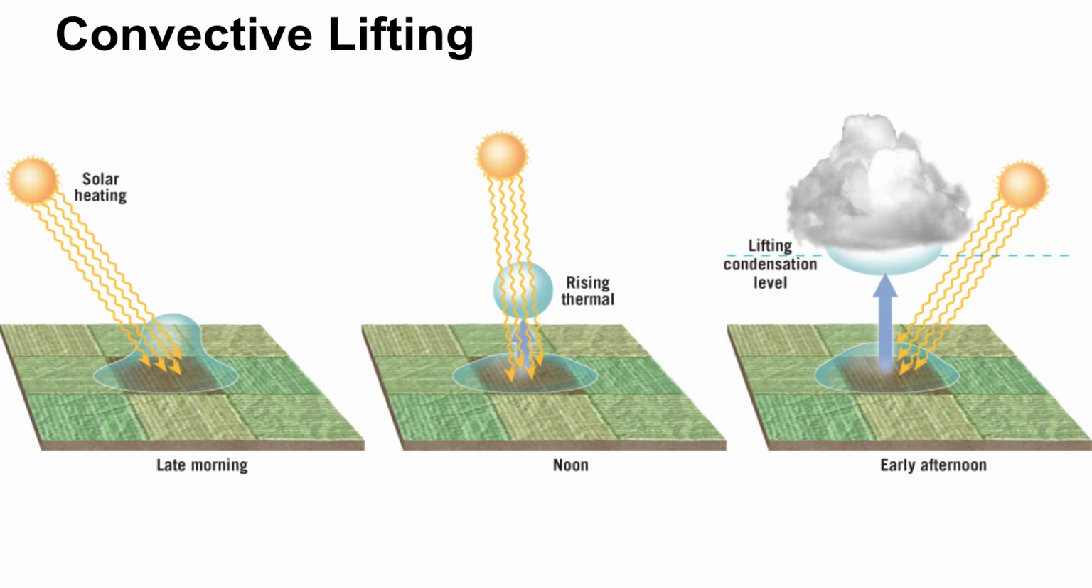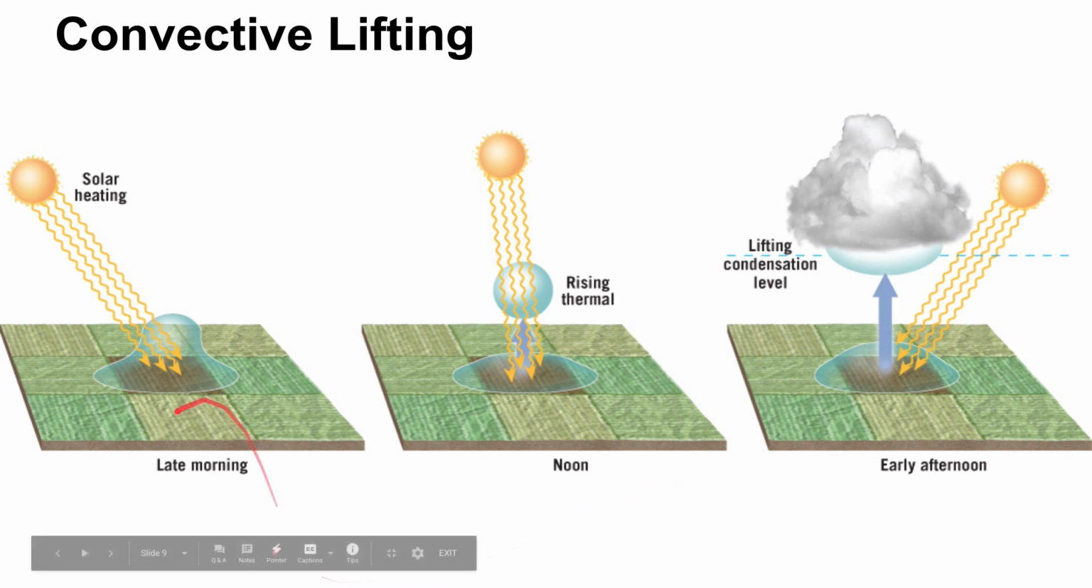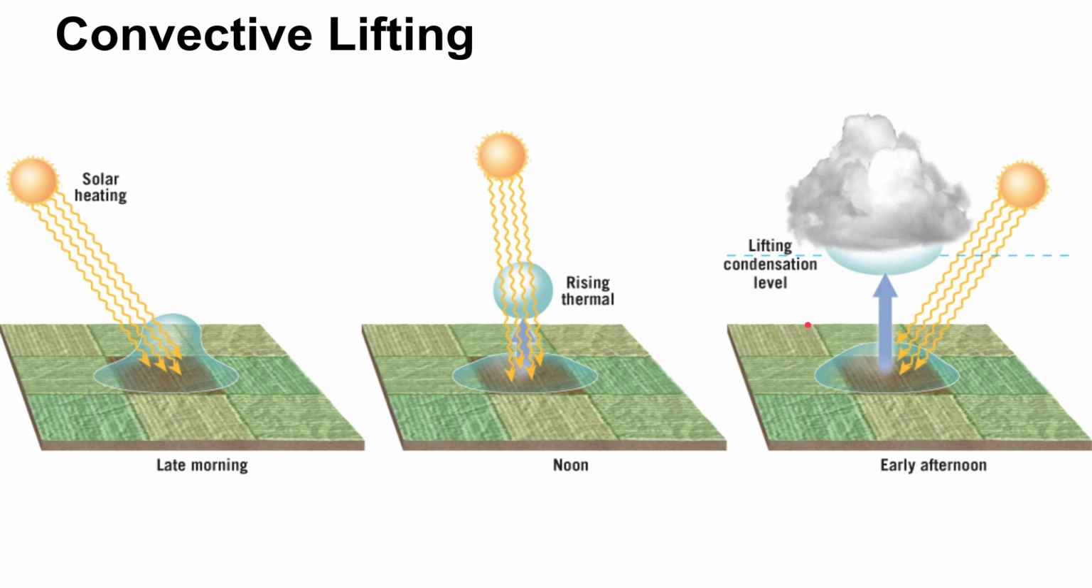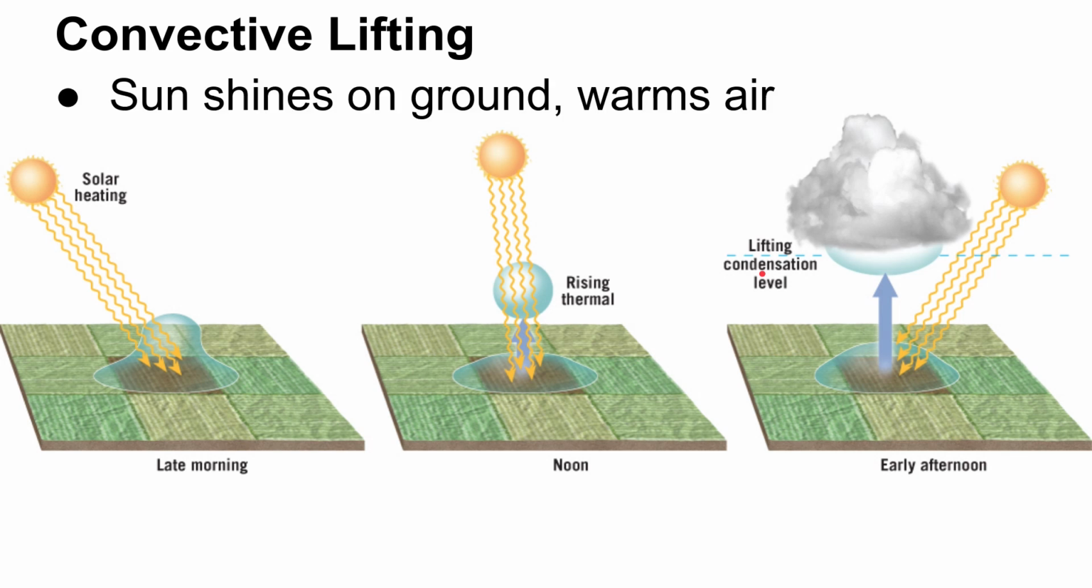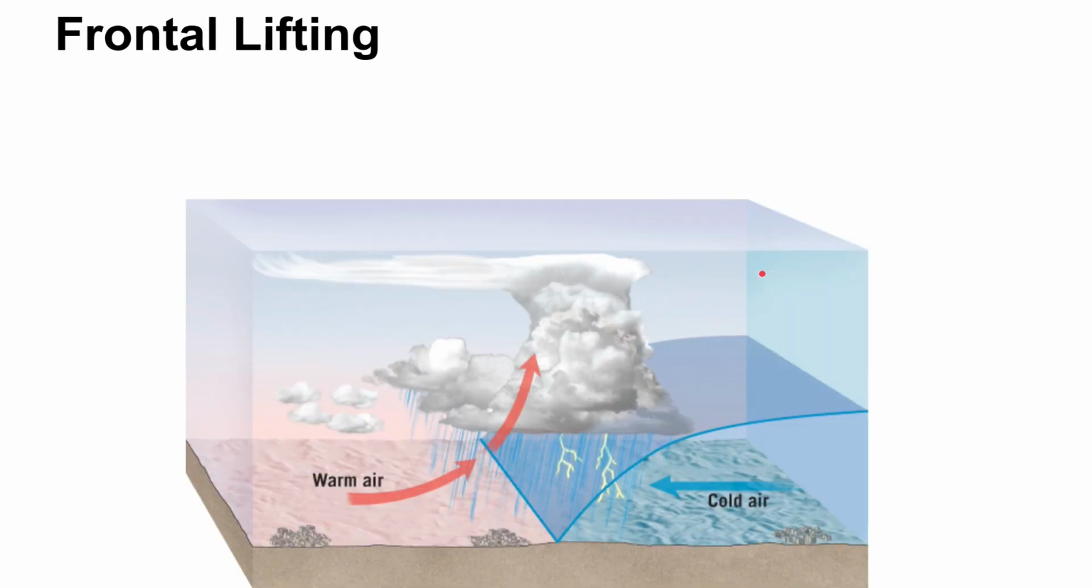The sun shines on the ground, the ground gets warm, and the air next to the ground gets warm. If the air next to the ground is slightly warmer than the air around it, it'll start to rise. As it rises, the air will expand and cool. You'll get condensation. Sun shines on ground, warms air.